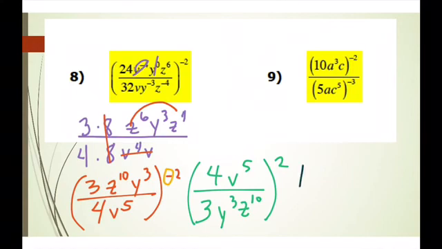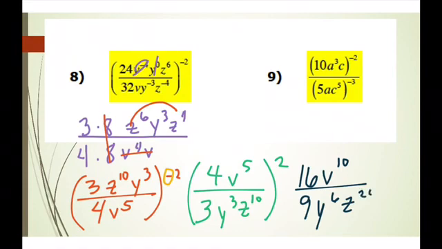So 4 to the 2nd power, v to the 5th times v to the 5th. 3 to the 2nd power is not 6, it's 9. Y to the 3rd times y to the 3rd. And z to the 10th times z to the 10th. And there's your final answer for number 8.